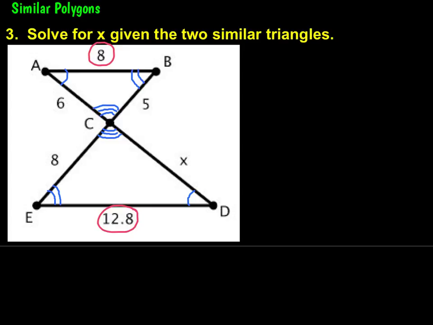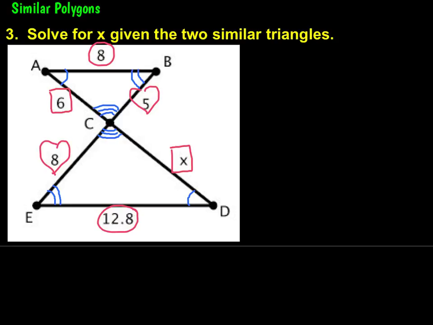Okay, now let's look at the 6. So 6 is on the side that has angles 1 and 3. So 1 and 3, it would have to be similar to the side labeled X. Okay, so that means that 5 and 8 would be together.